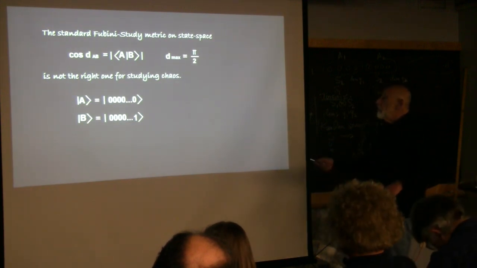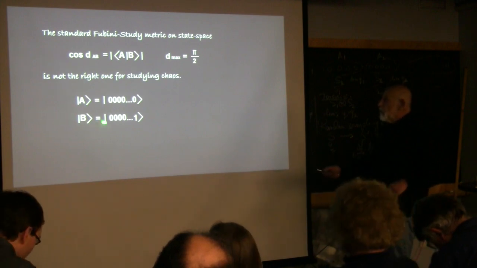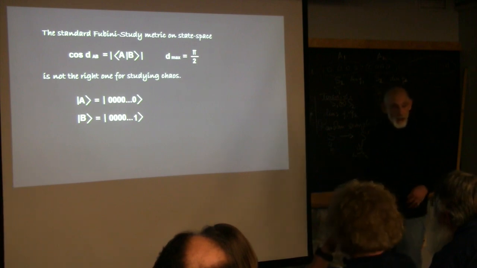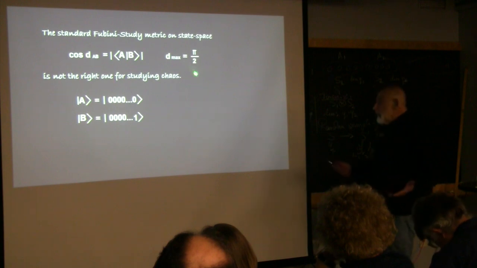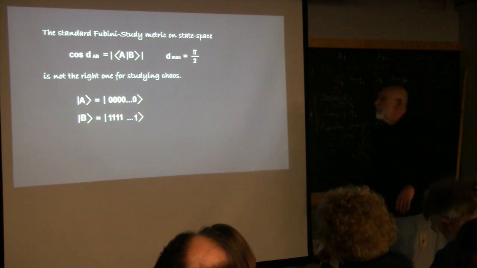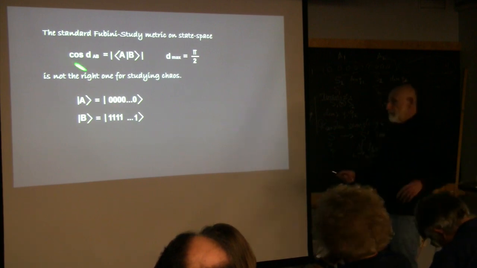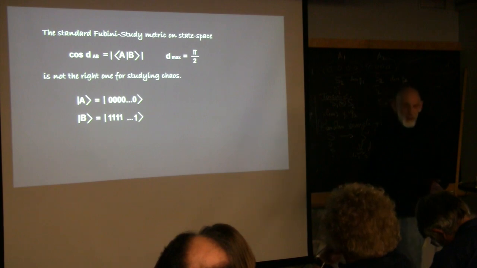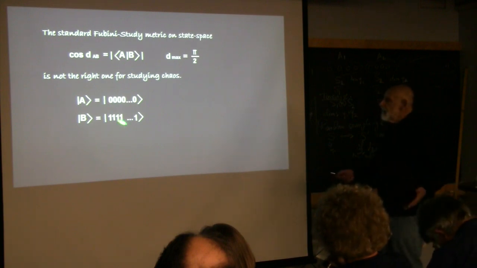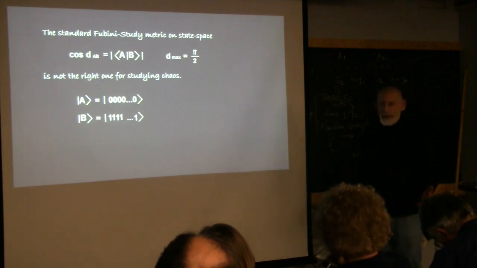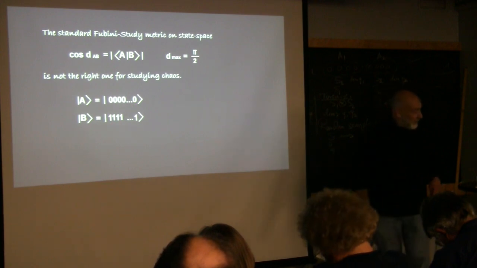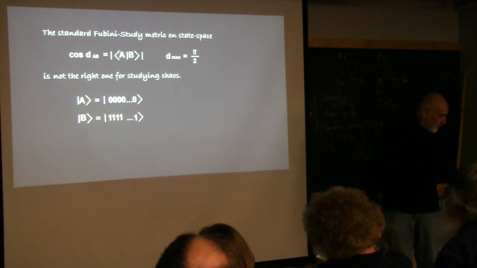Let's give an example. Here are two states, A and B, which are almost identical except for one qubit. The distance between them is exactly pi over 2, and they're very similar to each other, and they're not very far from each other. Let's change B. B now is quite different than A. Of course, it's not all that different. It only takes n flips if there are n qubits. But still, it's much harder to go from A to B than it was previously when I had zeros here. But nevertheless, the distance between them is the same, namely pi over 2.